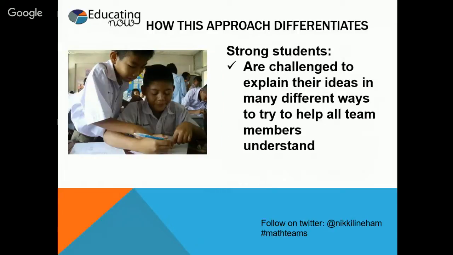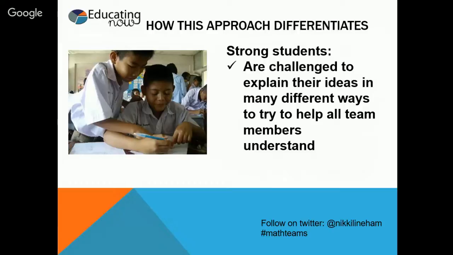Now, I will tell you that before I started this, my main concern was actually for those quote unquote strong students. I didn't want them to be in the role of helper. I thought, well, it's not really fair to them. I want them to be challenged mathematically. And I couldn't have been more wrong. They were challenged. And I explained at the beginning the story about Olivia, and that's what I saw throughout.